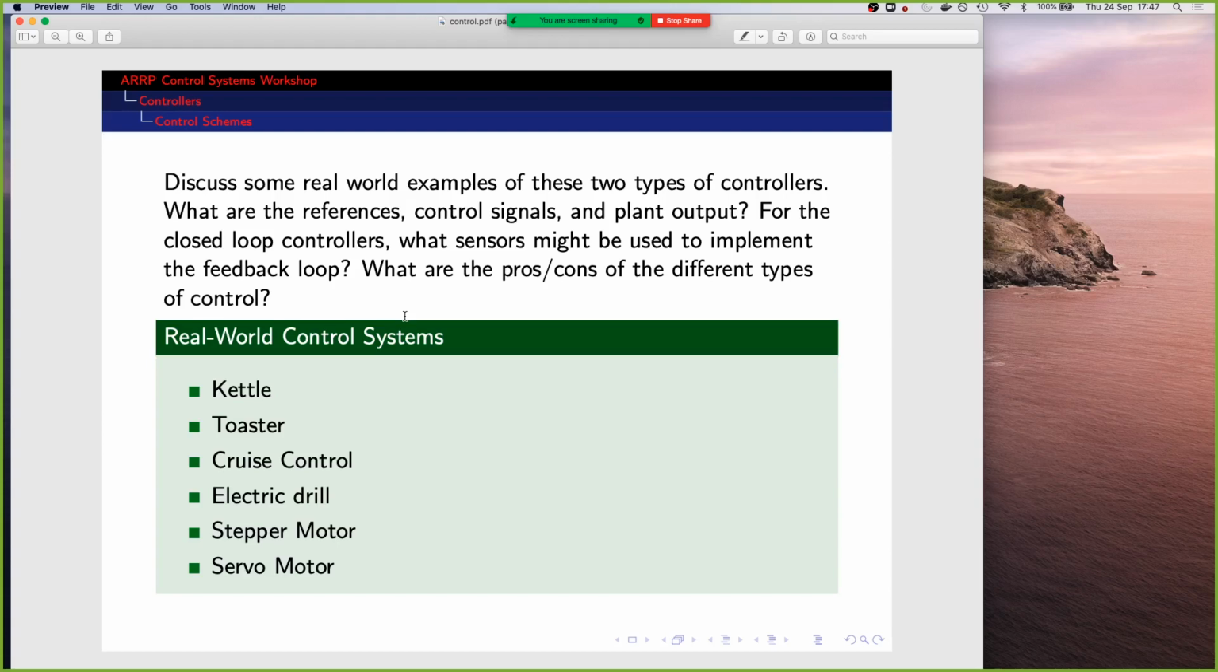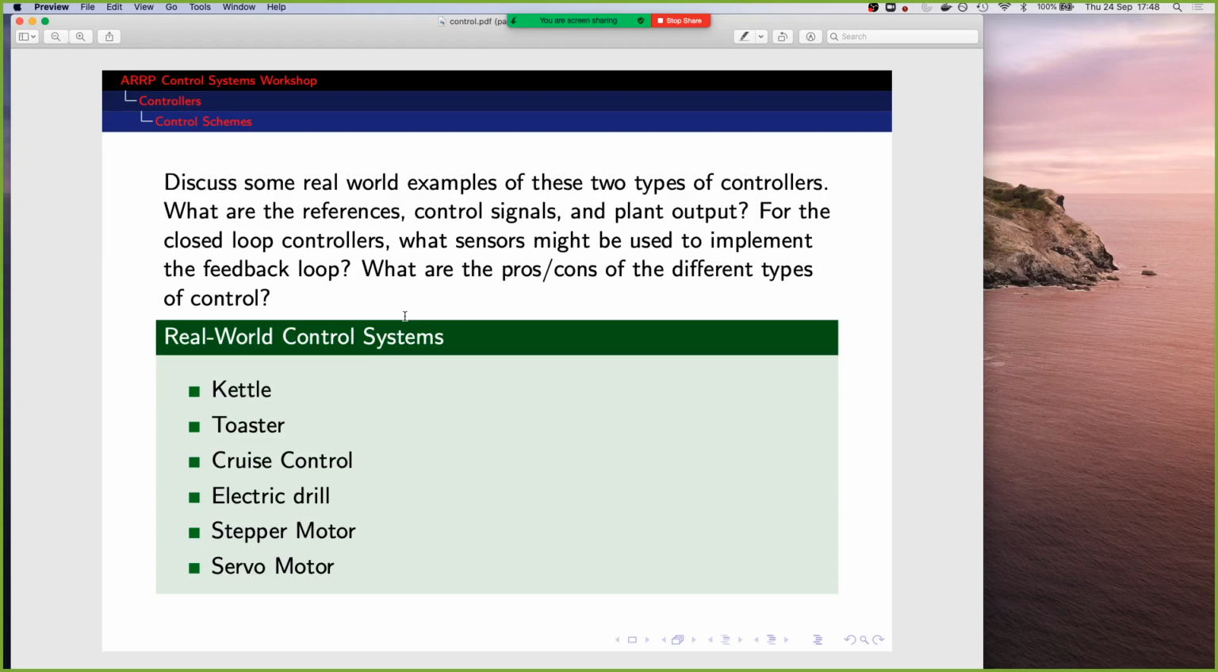What about the toaster? Yeah, timer. So would that be open loop or closed loop? Open loop for that one, yeah. Exactly, open loop control. That's what I was thinking as well.